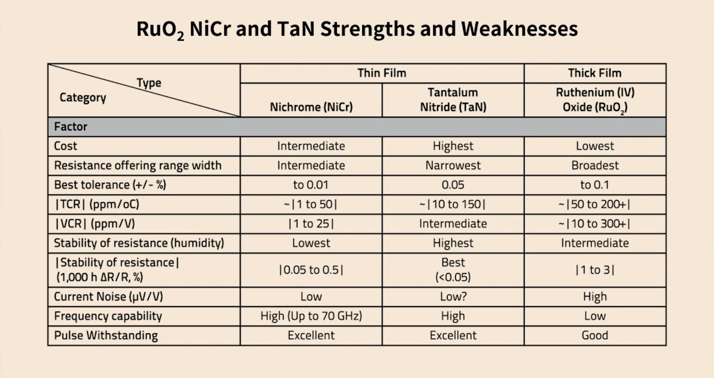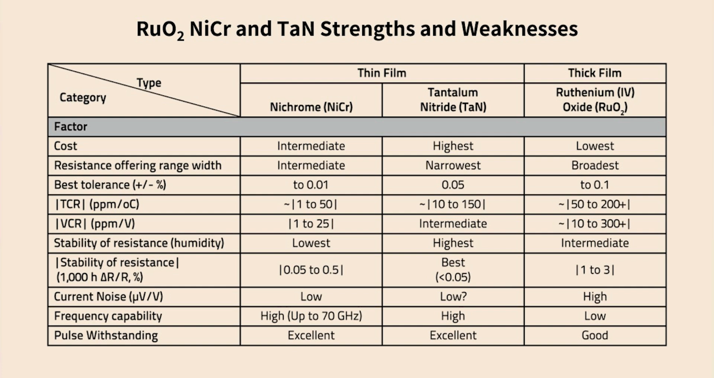Tantalum nitride thin film resistors excel in stability and environmental durability, especially in high humidity environments. With the best resistance stability under humid conditions and superior performance against temperature variations, they are ideal for critical applications where reliability is paramount, such as aerospace or medical devices. However, these advantages come at a higher cost, and tantalum nitride resistors generally have a more narrow resistance offering compared to other materials. Ruthenium oxide thick film resistors, while the most economical, offer the broadest resistance range.